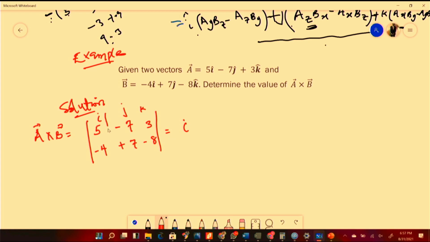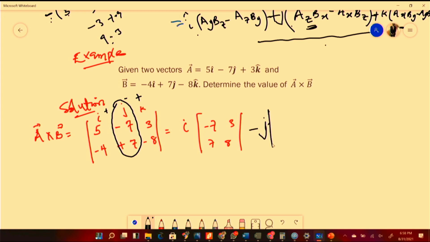We are going to cover this side, and we are left with our determinant, which is minus 7, 3, 7, and 8. Now we are going to cover this. So just see that I'm covering it, and I have my minus. Don't forget it's positive, minus, positive. So I have my minus here, then I have my j. Then what am I having? I have 5, 3, minus 4, and minus 8.